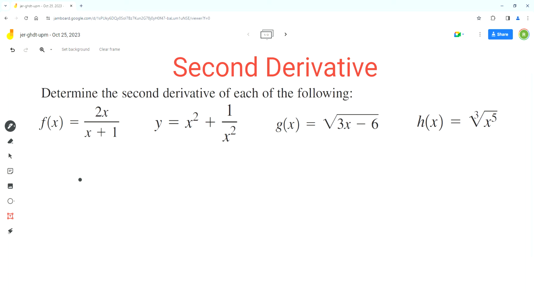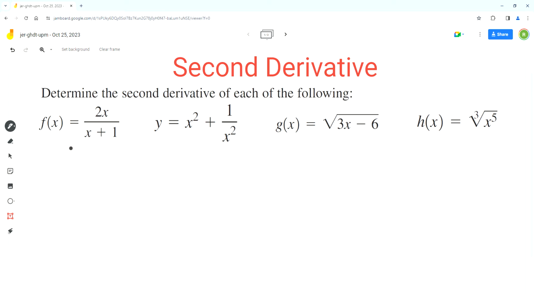So in this video, we'll solve these problems based on the concepts of second derivatives. So we have to find the second derivative of each of the following. So we are given these four equations. So let's start with the first one.